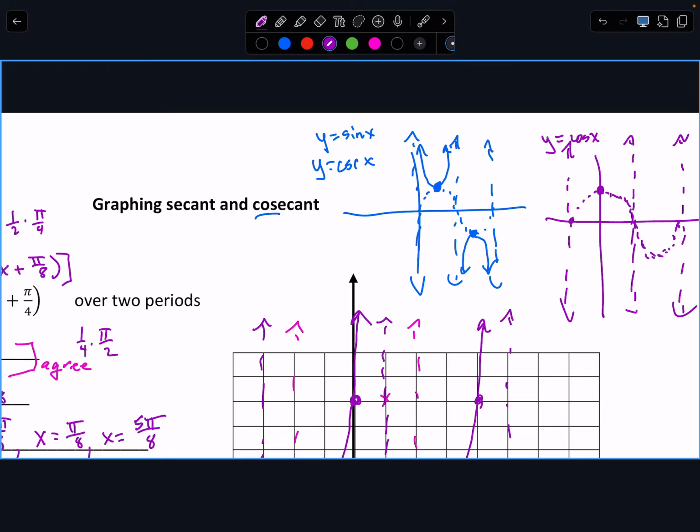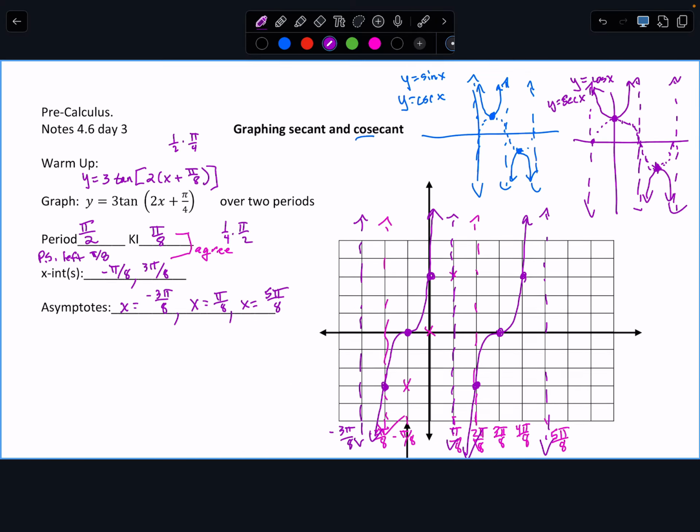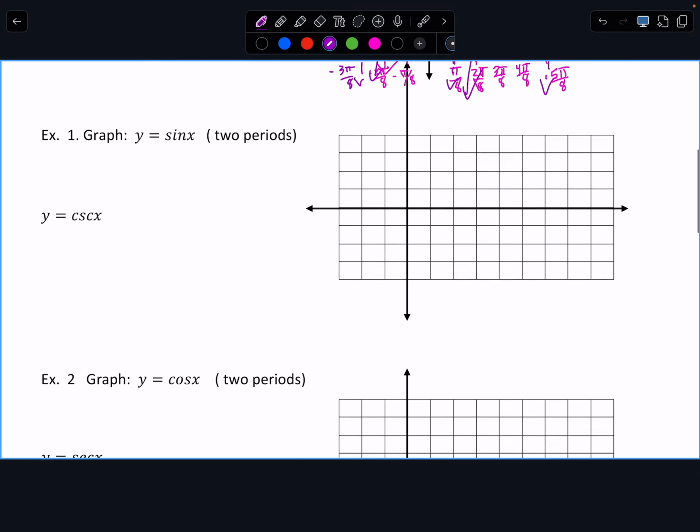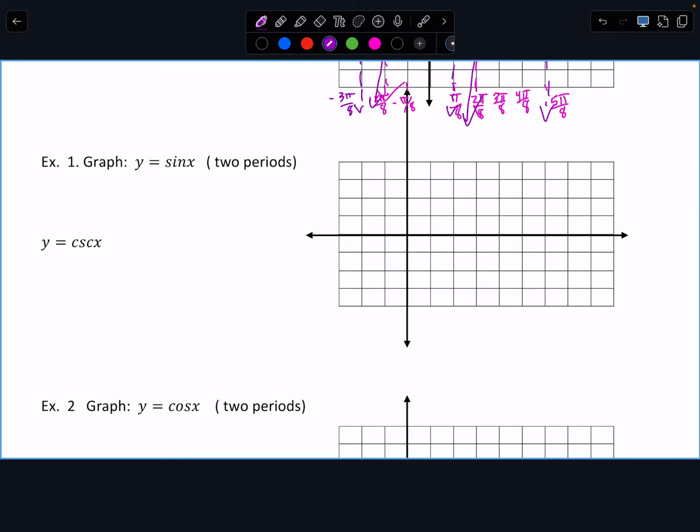And then where cosine's 1 and negative 1, that's the place where they have the same value. And we have this scoop up and this scoop down. And that's one period of secant. So that's kind of what happens with these. So let's try it on the graph.